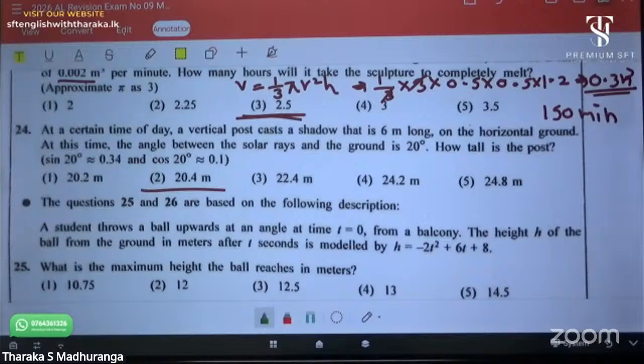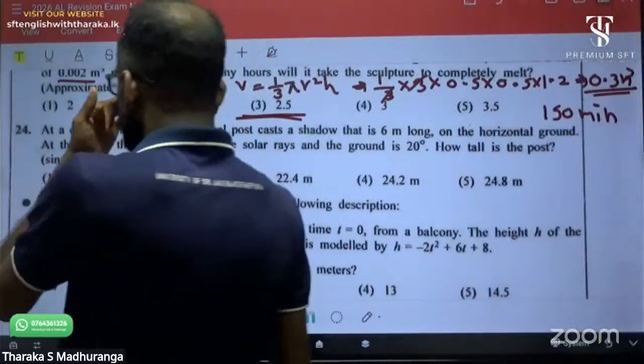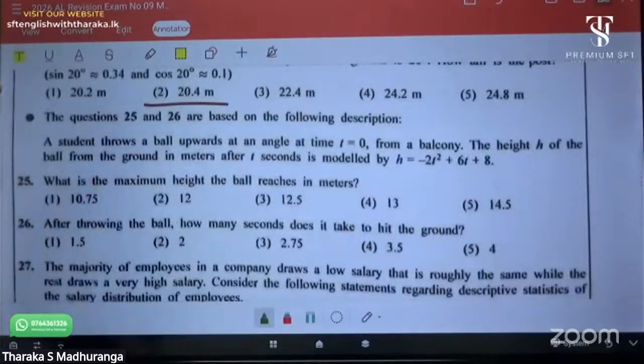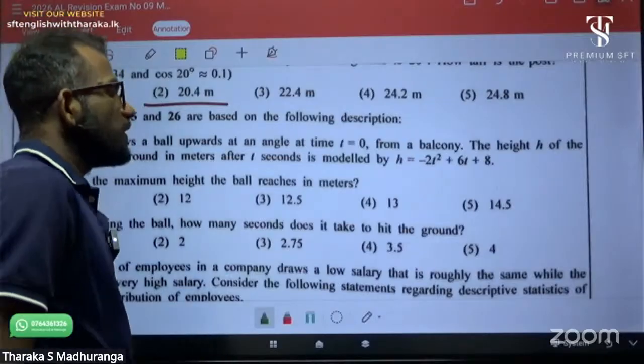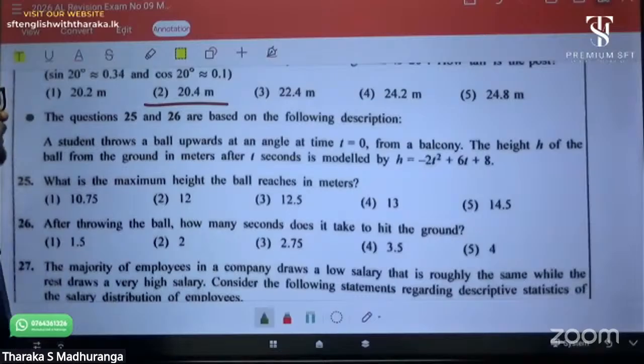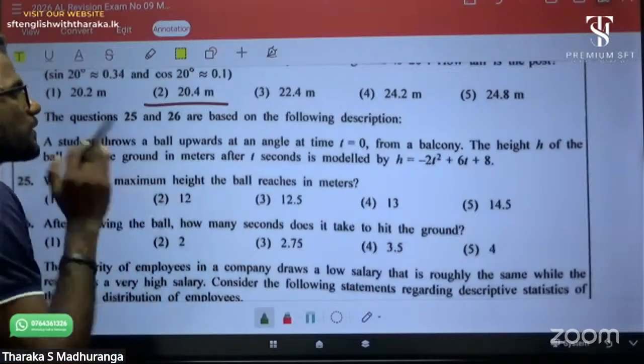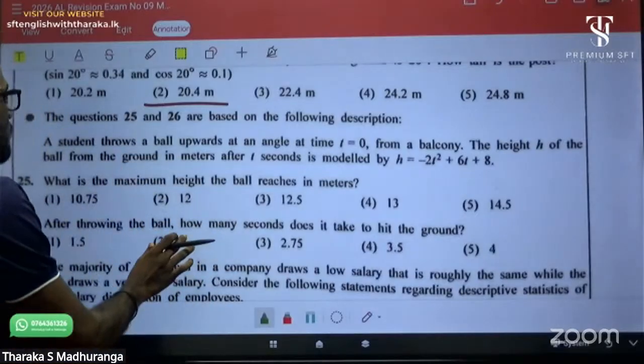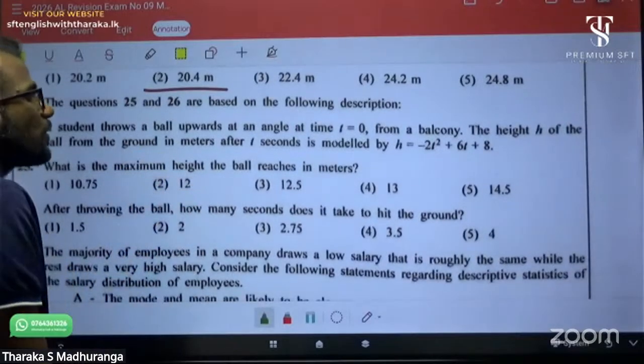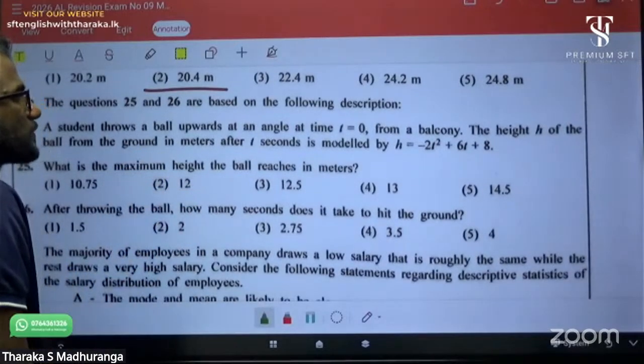Okay, let's move. A student throws a ball upward at an angle at time t equals 0 from a balcony. The height of the ball from the ground in meters after t seconds is modeled by h equal minus 2t squared plus 6t plus 8. What's the maximum height the ball reached in meters?